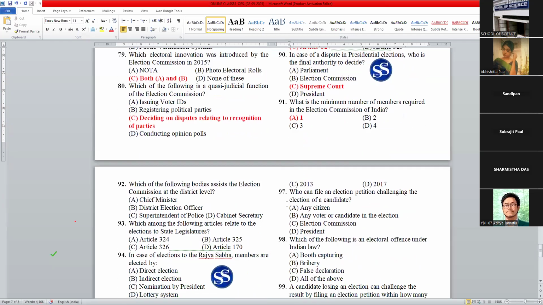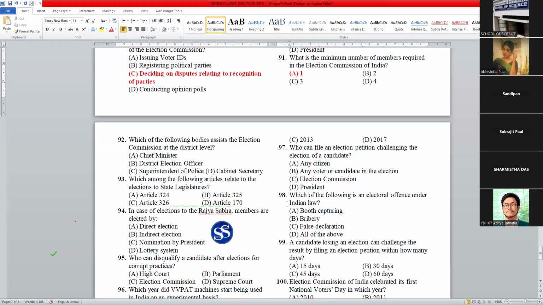Minimum is 1. Which of the following bodies assist the Election Commission at the district level? District election officer. Very simple. It is the district election officer, DEO.